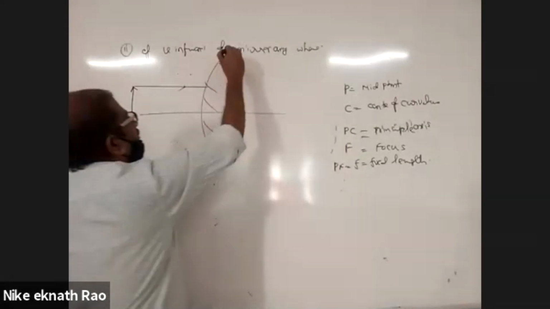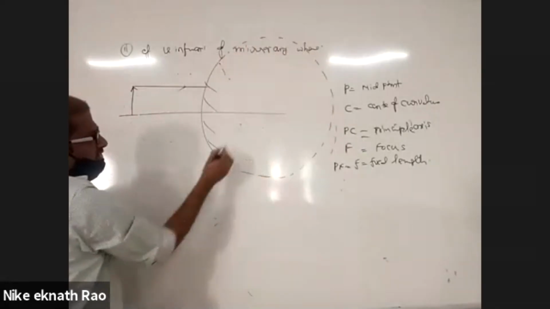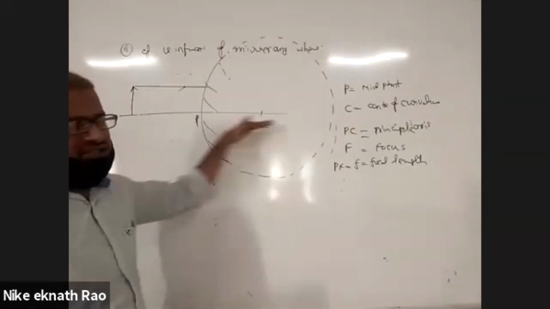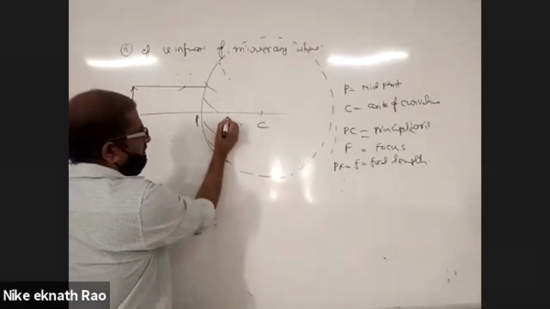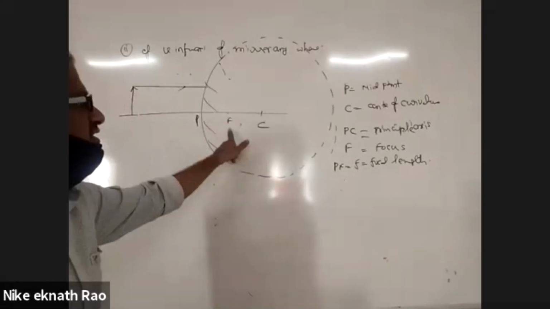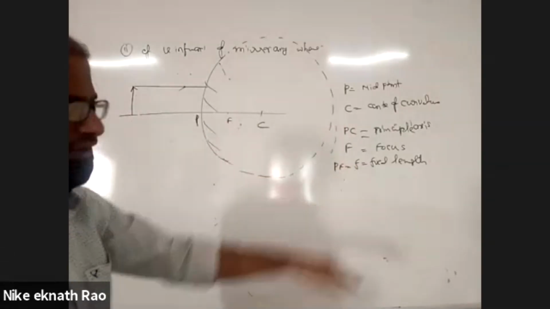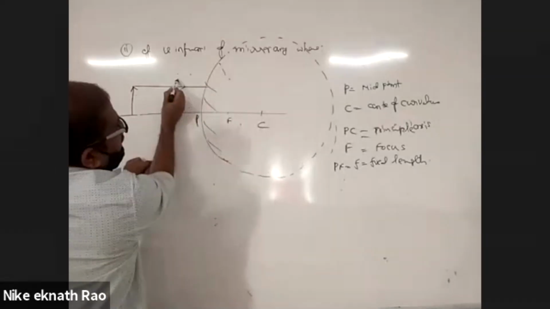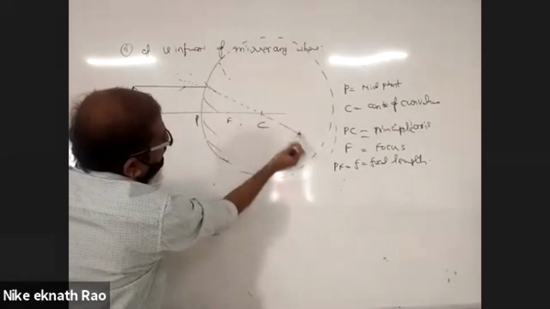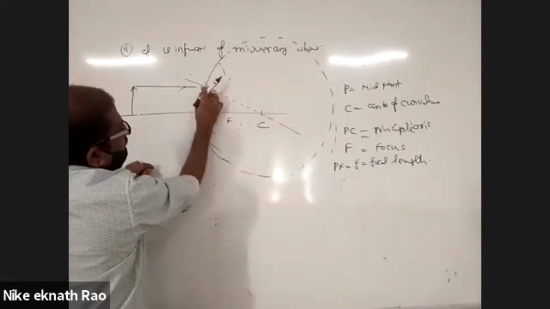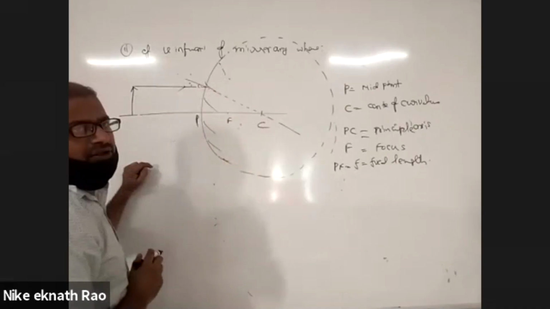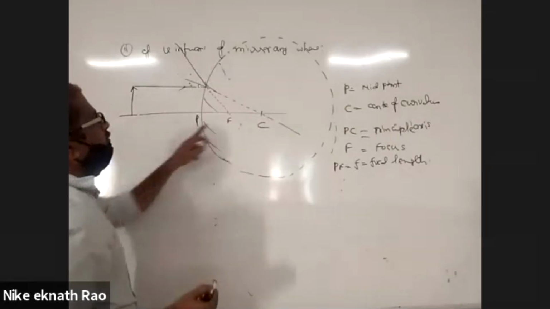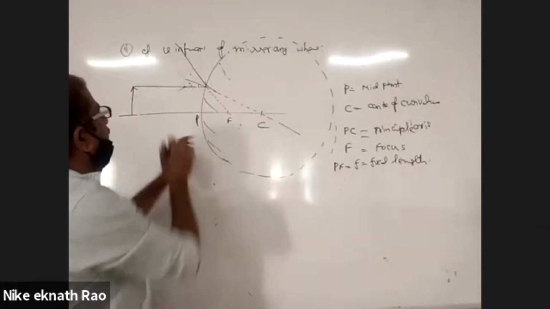This is a convex mirror, so the center of curvature of the sphere is here. The geometrical midpoint is called the pole. PC is the principal axis, and the focus will be somewhere else. We are going to prove that the focus is the midpoint of the center of curvature; I will come to that after this. Whenever a parallel ray comes, we draw the normal, the line passing through the center of curvature. The angle of incidence I is equal to R. We produce the reflected ray backward, and it passes through the focus. This is the first ray.